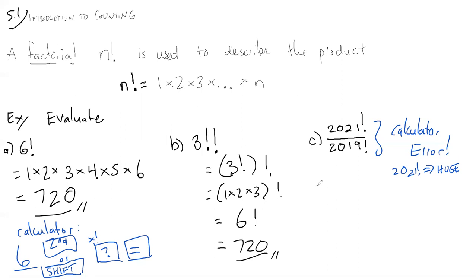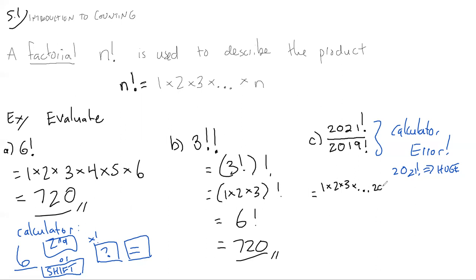Unfortunately, though, it's going to rear its ugly face. So what we're going to do is look at what 2021 factorial would actually mean. If I actually wrote out 2021 factorial, I'd have 1 times 2 times 3. I'm not going to write out 2021 numbers, so I'm going to put a bunch of dots. And then I know that this thing stops at 2021.